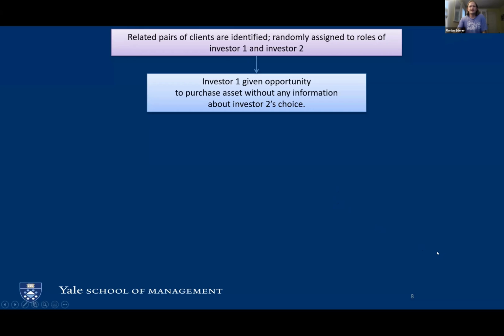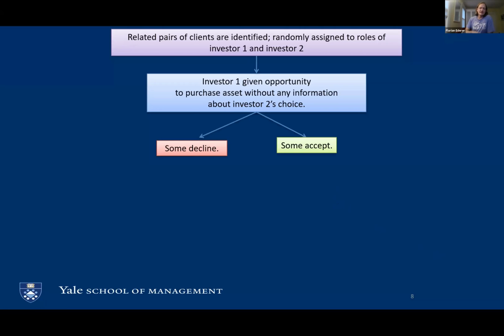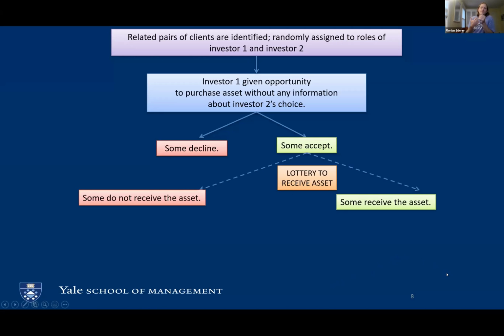What happened then with that investor 1? Well, that investor 1 decides, okay, I'm going to buy this. I will say, yes, I would like to buy this. That's the accept. But some of them said, no, actually, I'm not interested in this, and they decline. Forget for the moment about all the client pairs where the first investor says, I'm not interested, and let's only work with those that say, I accept. There was then a lottery to receive the asset. So even if you said, yes, I want to purchase this asset, the purchase decision was actually only implemented with some probability. So some people ended up receiving that asset.